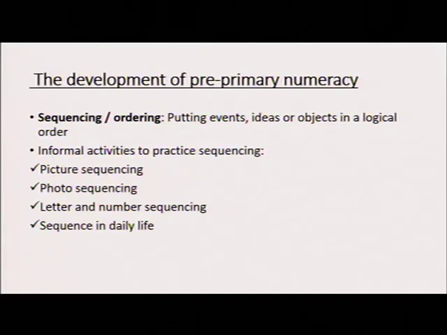The first example is picture sequencing. We can have pictures of different stages, for instance, the stages of a frog. The learners then look at the egg, then the development of the egg until the frog is fully developed. So the learner decides which one comes first. Different pictures of even an egg, a chicken, and then a grown up chicken. So the learners decide which one comes first. This is how we can practice picture sequencing in our classrooms.